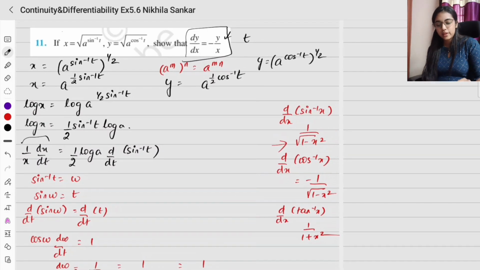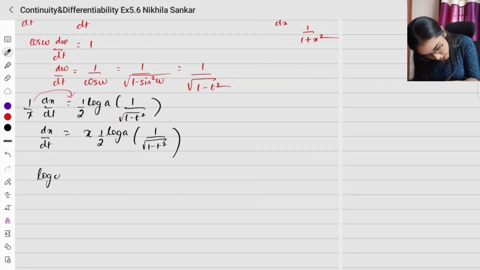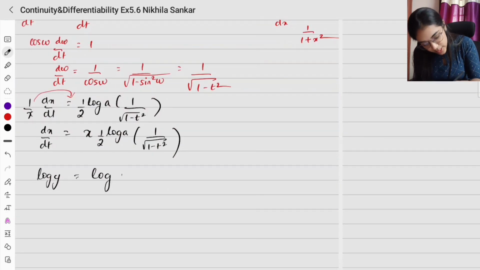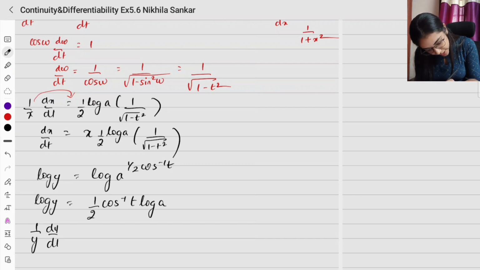Like how we solved for x, I'm going to take log on both sides for y. So what do I have? Log y equals log of a to the power half cos inverse t. The power comes down, so log y equals half cos inverse t times log a. Differentiating on both sides, 1 by y dy by dt. Don't forget the dy by dt. The variable of differentiation is t.